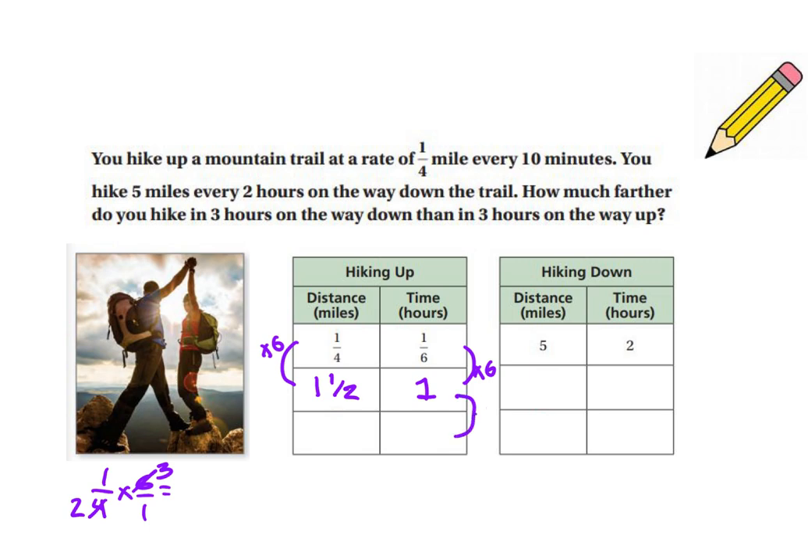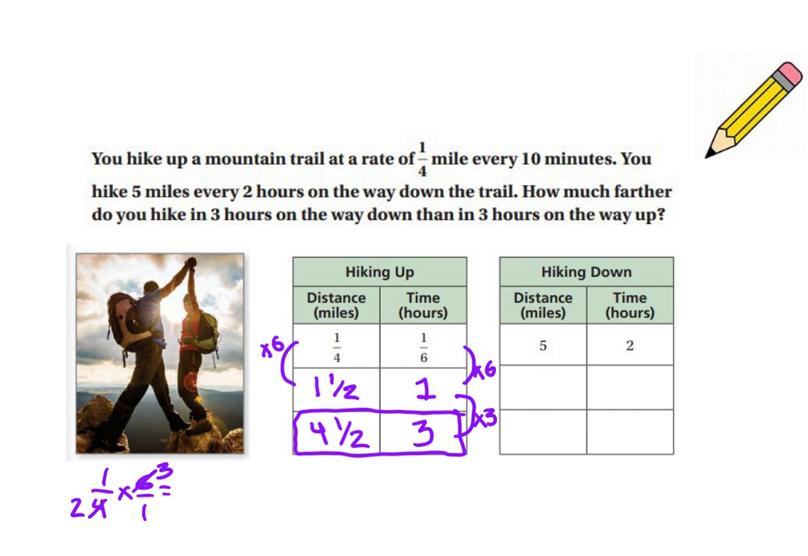Now we'll multiply times 3 to get to a total of 3 hours. 1.5 times 3 is going to be 4.5. So as we hike up, we will travel 4.5 miles in 3 hours.